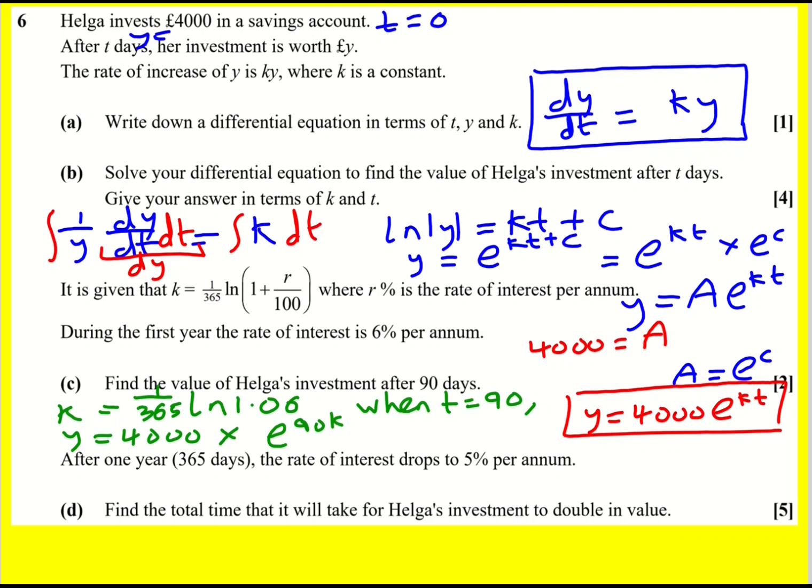Just put this into your calculator now, and it ends up giving 4,057.8855. It doesn't say to write it to the nearest penny, but it's £4,057.89.